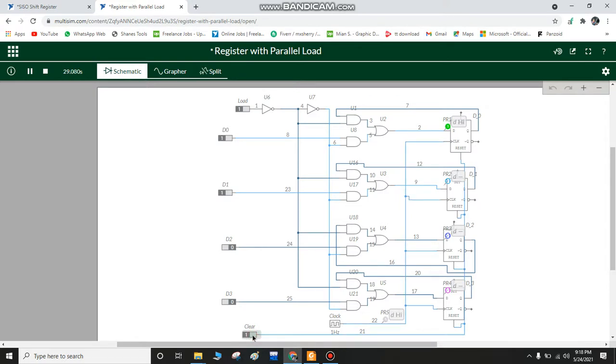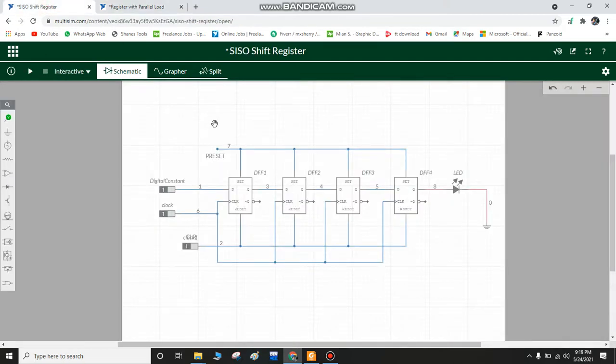So let's move to DLD lab task number 2. Here is DLD lab task number 2. Here we have a digital constant and our clock and clear option. I have made this circuit before on Multisim Live, so let's simulate it. Let's see what happens and how it works.